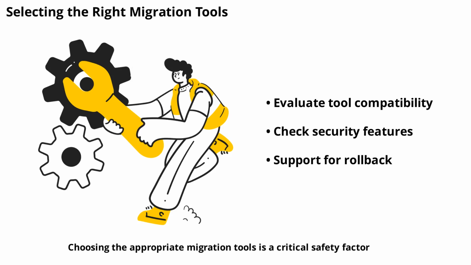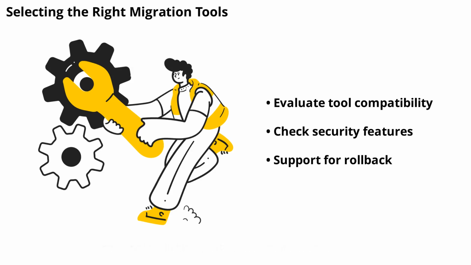Choosing the appropriate migration tools is a critical safety factor. There are various tools available, ranging from built-in ITSM migration utilities to third-party solutions. Evaluate tools based on compatibility, security features, and support for your data types. The right tool should offer robust error handling, logging, and rollback capabilities in case of issues. It should also support encryption and access controls to protect sensitive data during transfer. Investing in reliable migration tools reduces the risk of data breaches and ensures a smoother migration process.